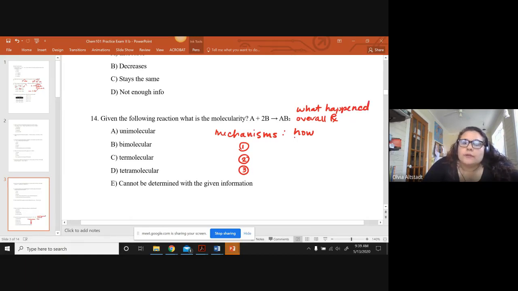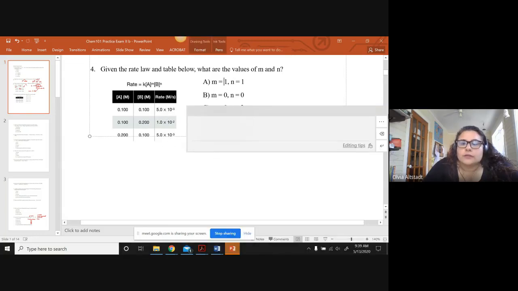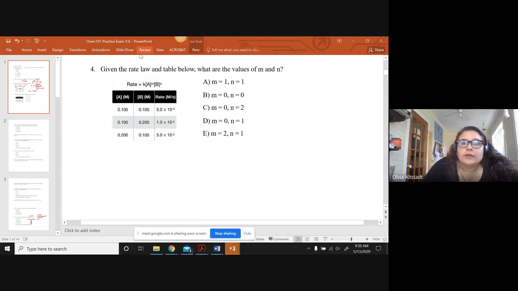When it comes to the order of the reaction, and I'm talking about order of the reaction because molecularity has to do with order. When you're looking at an overall reaction, you cannot predict the order of the reaction unless you have data. That's an experiment like this one, where you have the different data from number 4 and how it affects the rate, and you calculate M and N, which are the exponents. So just having the overall reaction, you cannot figure out the order unless you have data.